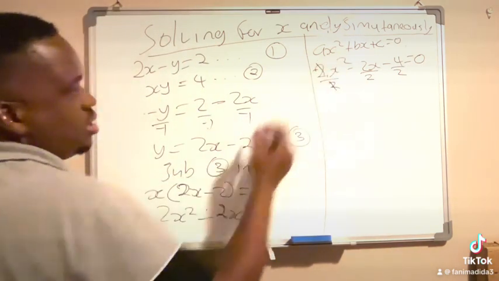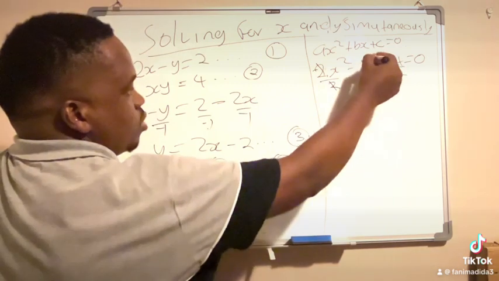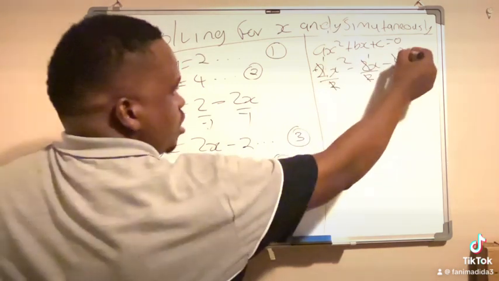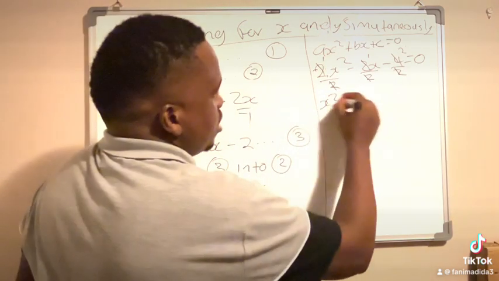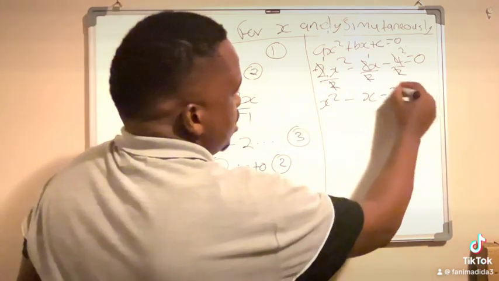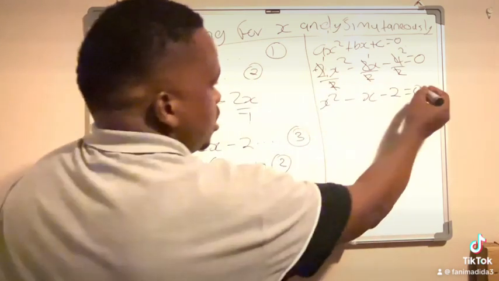This 2 is going to cancel this one. This one is going to cancel. It goes once, goes once. In this here, it goes how many times? It goes twice. So you're going to have what? And I'll be left with x squared minus x minus 2 is equals to 0.